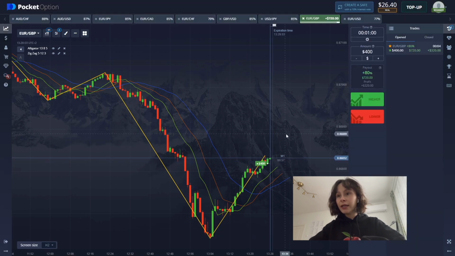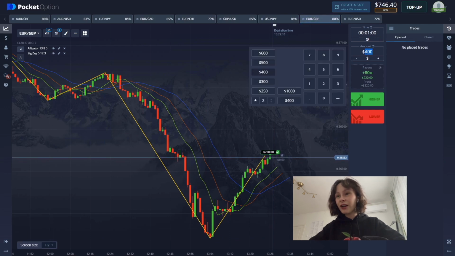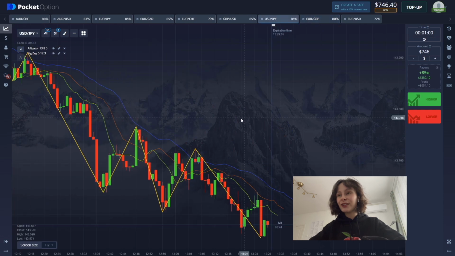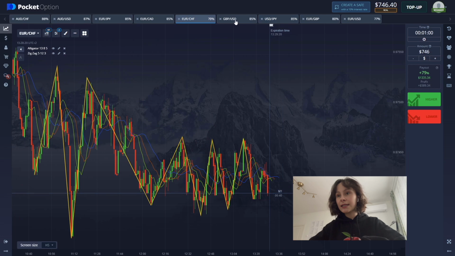As you can see, the breakdown has already happened and our deal is profitable. We already have $746 on our balance. One deal on our account is profitable. Let's change the currency pair, change the sum of the deal, and continue with our analytics.